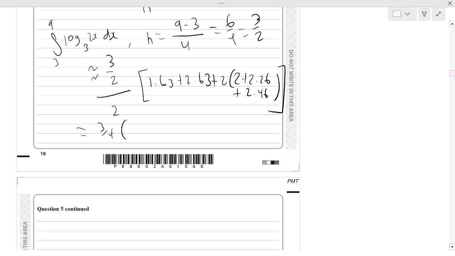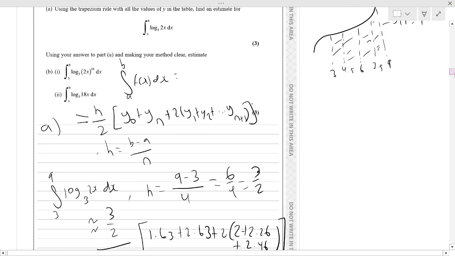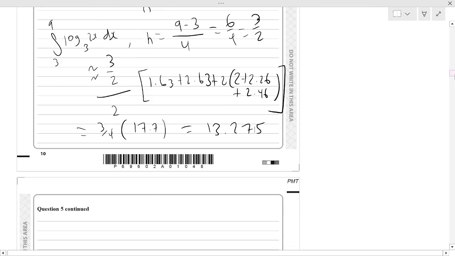And that whole thing goes to 17.7. Then if you times that by 3 over 4, you should get 13.275. Does it ask for any particular way of writing it? Find a decimal. Okay, so you just leave it as a decimal. That should be the right answer, hopefully.